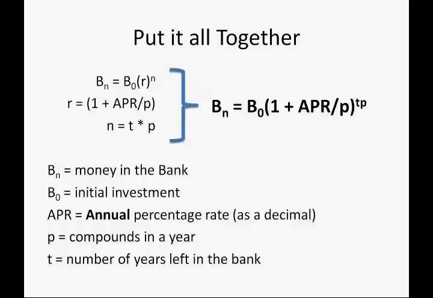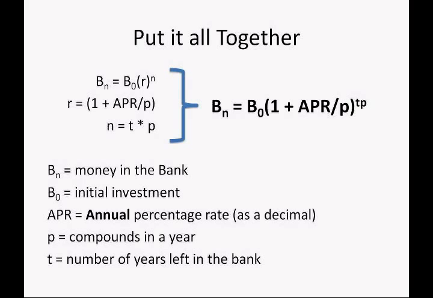So here was our original equation up here. B sub n, how much money we're going to have in the bank, is our initial investment times that growth rate, that funny growth rate that happens with APRs, which is 1 plus the APR divided by how often we compound it, raised to the power of n, which is t, the number of years that we're actually compounding it, times p, how many periods in a year that we're compounding. And so our actual equation of how we get this stuff is all right here.